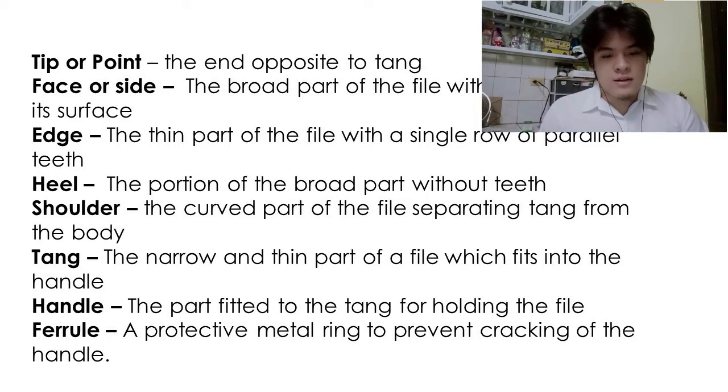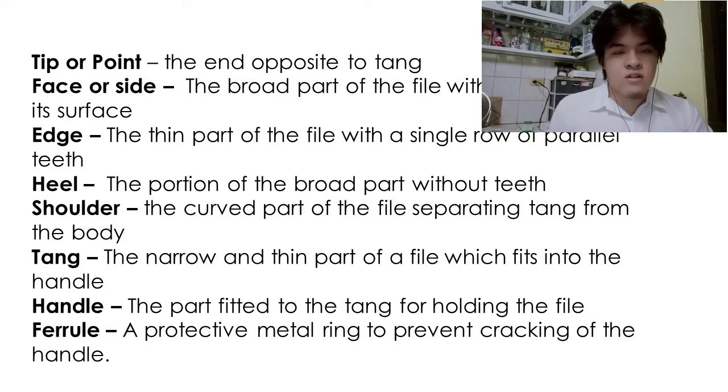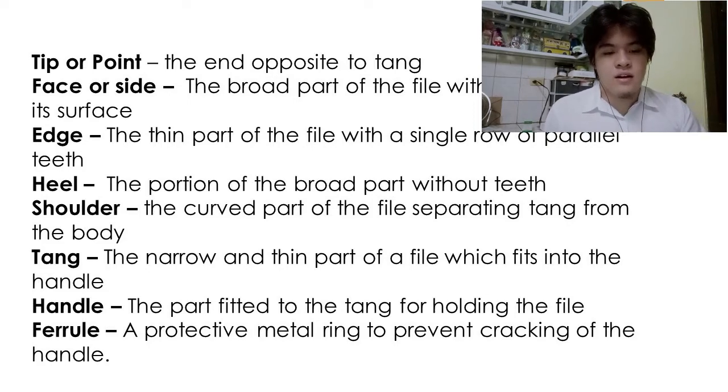The tongue is the narrow and thin part of a file which fits into the handle. So meaning to say that the tongue is in between the face or side and the handle. The handle is the part fitted to the tongue for holding the file. This is self-explanatory. As for the ferrule, it is a protective metal ring to prevent cracking of the handle. So the ferrule is there for protecting the file from damage.